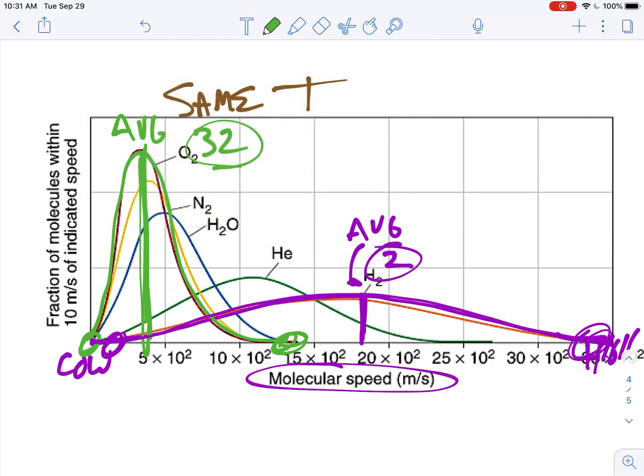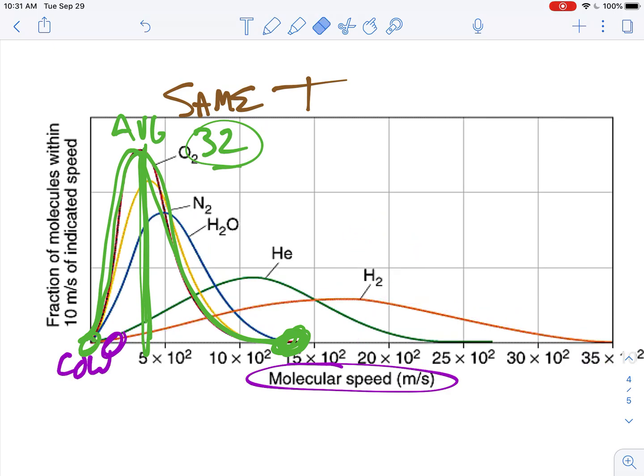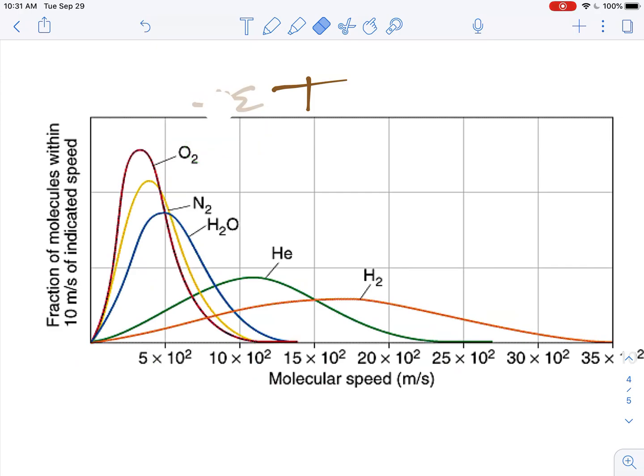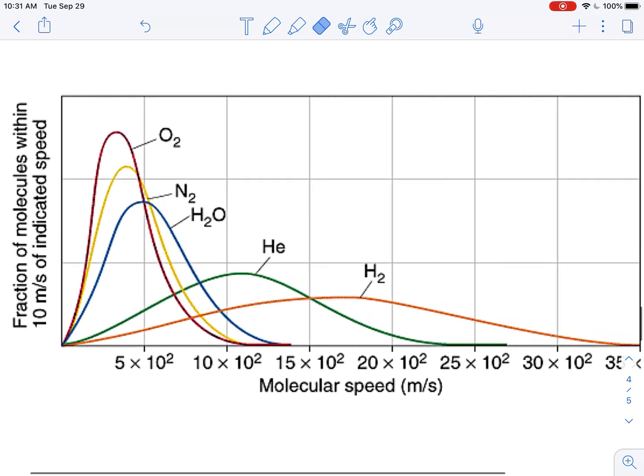Because oxygen is slower and heavier, there are fewer molecular speeds that it can obtain, and so consequently, you're going to have more of them at each individual speed because you can reach fewer speeds. So this here is called a Boltzmann distribution graph. This is again comparing different molecules at the same conditions.